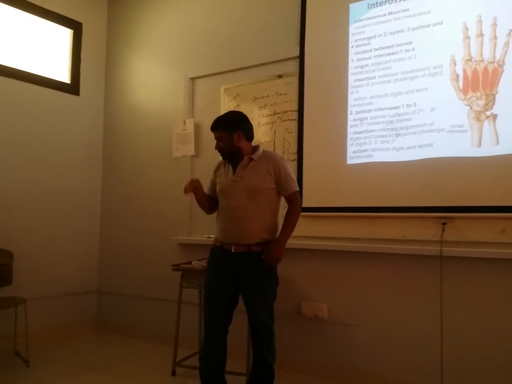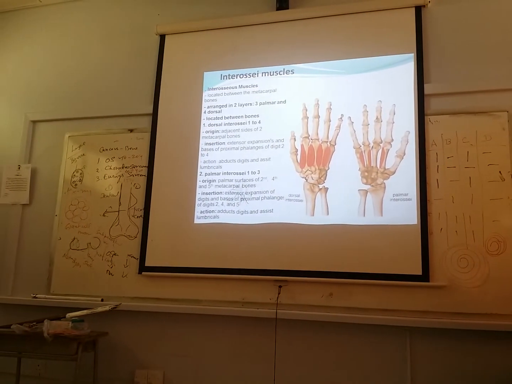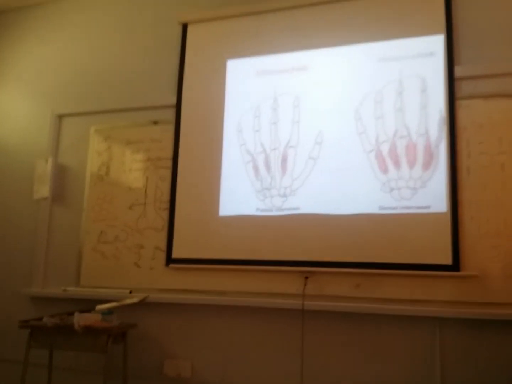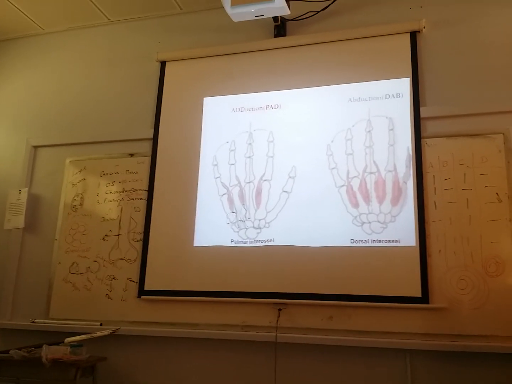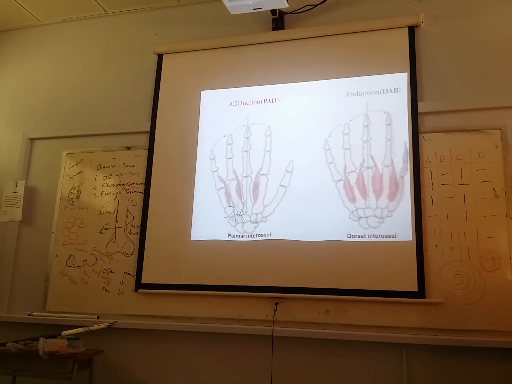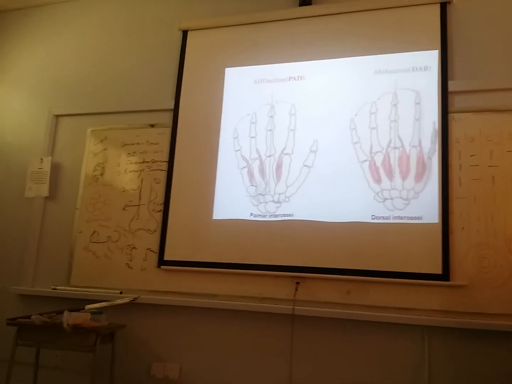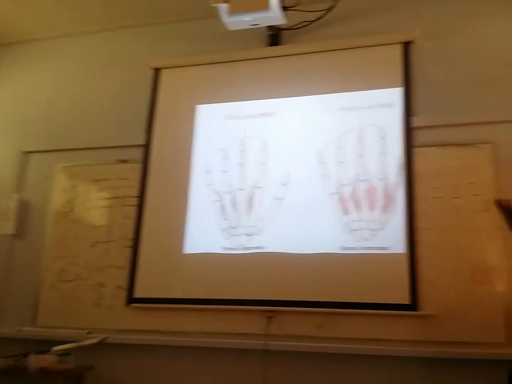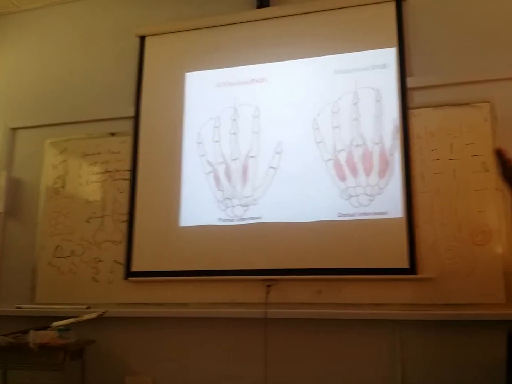And remember the actions: PAD and DAB. PAD means palmar interossei doing adduction. D-A-B, DAB: dorsal interossei doing abduction. If you remember these two words, PAD and DAB, you will remember the action, and you can even write the attachment also. If you remember the action, it is very easy to write the attachment, right?